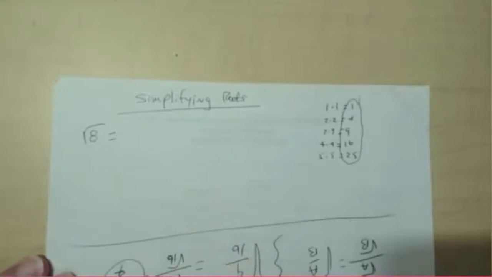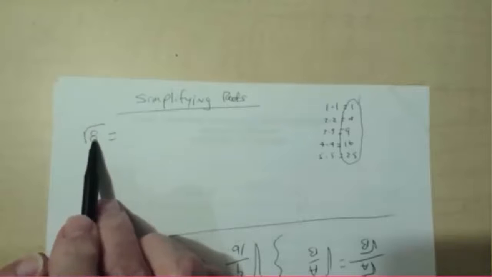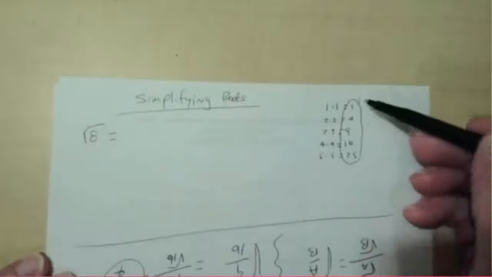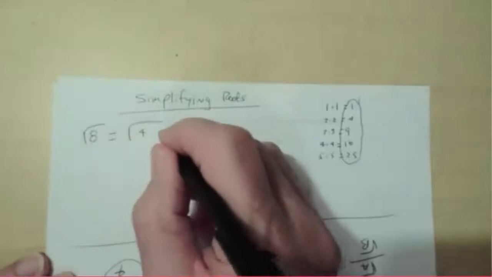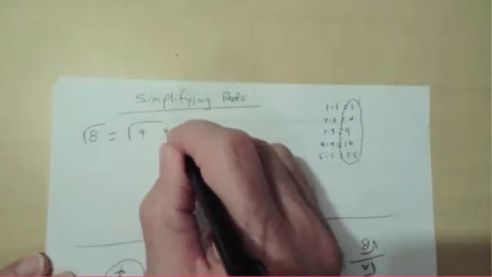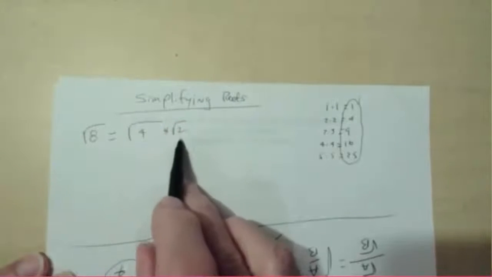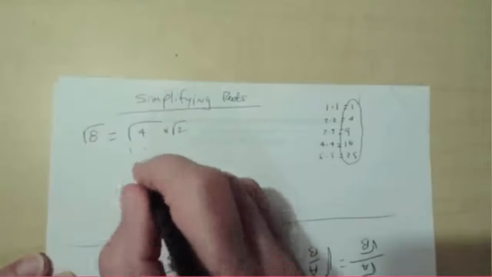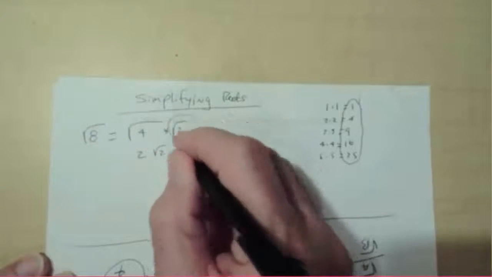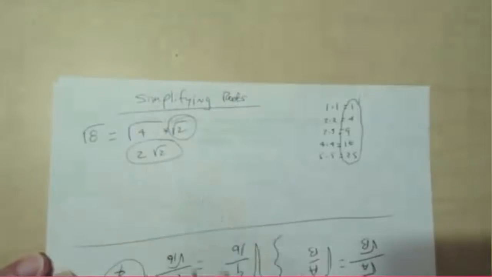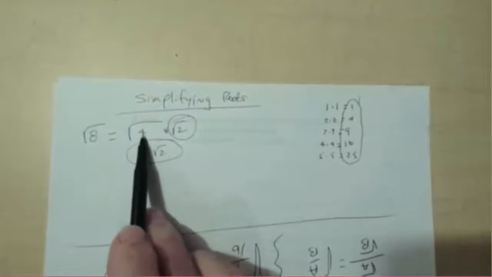So what can we factor 8 into where one of them is one of these numbers? The square root of 4 times the square root of 2 is the square root of 8. Now the square root of 4 is 2, times the square root of 2, and we don't know, we don't care what that is. Once you take the square root of it, it comes out of the radical.